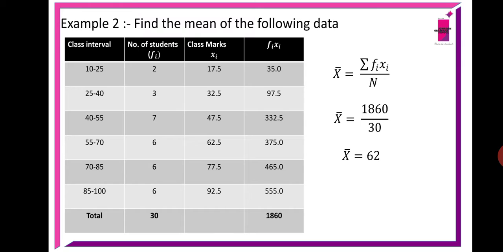First of all, you should find the class mark, then multiply with the observation, that is the number of students, the frequency of that particular class: 2 into 17.5, 3 into 32.5, and at last we are going to sum all the products, that is sigma fi xi, which is 1860. And you divide by the total frequency, and you will get the mean value.